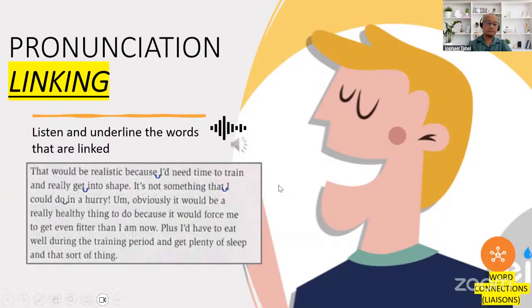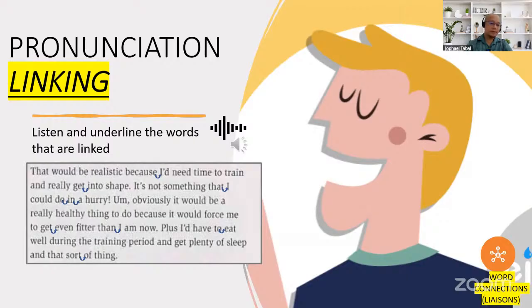That would be realistic because I'd need time to train and really get into shape. It's not something that I could do in a hurry. Obviously, it would be a really healthy thing to do because it would force me to get even fitter than I am now. Plus, I'd have to eat well during the training period and get plenty of sleep and that sort of thing. Right.